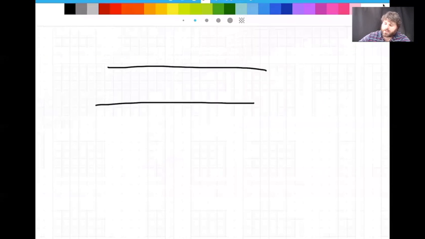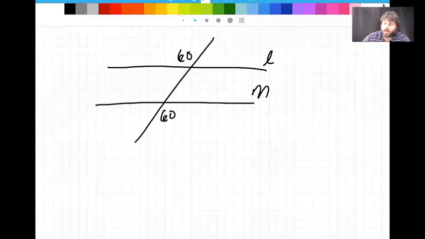Alternately, they could do something like this. They could say this is 60 and this is 60. What do you know about the two lines? Well, you would say that line L is parallel to line M. That's a question they could ask as well.